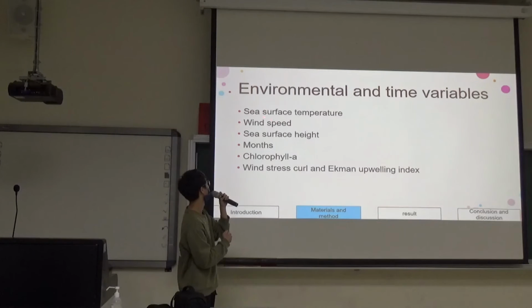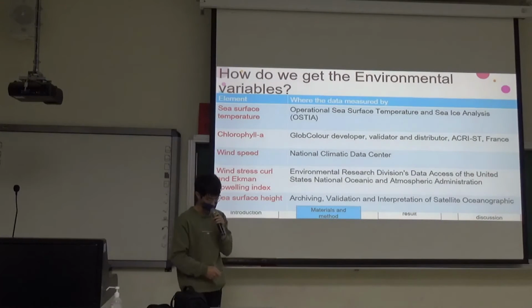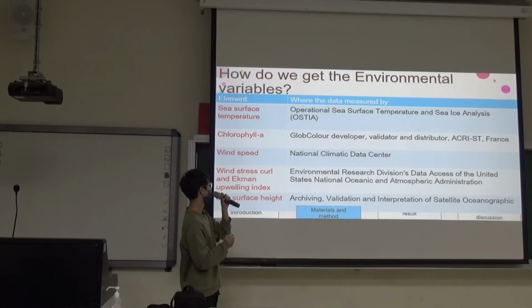And these are the environmental and time variables we used in this research: sea surface temperature, wind speed, sea surface height, months, chlorophyll A, wind stress curl, and Ekman upwelling index. And as the coast, we can't put many instruments to measure these environmental variables. So we use data that other institutes have measured in this place.